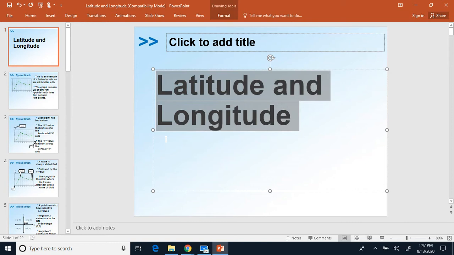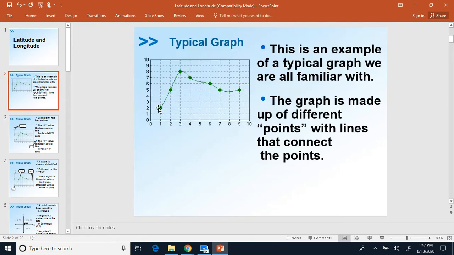If you don't know what latitude and longitude is, we have these invisible lines that go across the planet that we just kind of made up. These invisible lines tell us where we are in the world, and they work just like how you use a graph. So typically you have a graph and the graph looks like so.